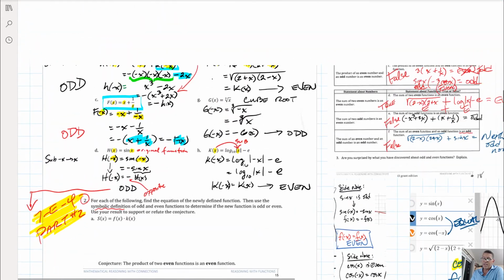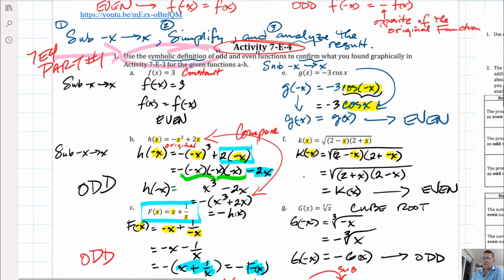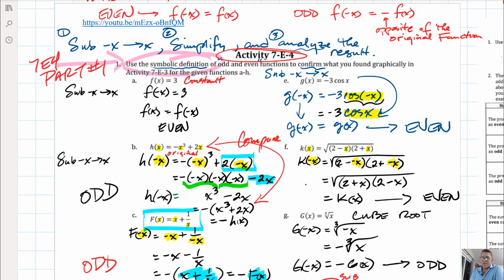What I talked about in my last video is basically a 3-step process. Take a look at the top here. We substitute negative x in for x, that's step 1. Step 2, we simplify. Step 3, we analyze the result and determine if it's even or odd based upon their definitions. Well, we're going to do the same thing.